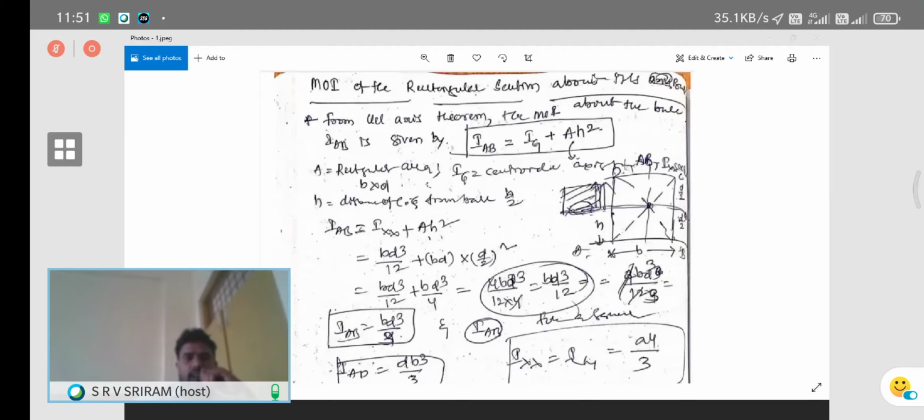We have discussed some derivations on geometrical figures like the rectangle. Rectangle we have seen. So how to apply the parallel axis theorem in order to find out the moment of inertia for a rectangular section.